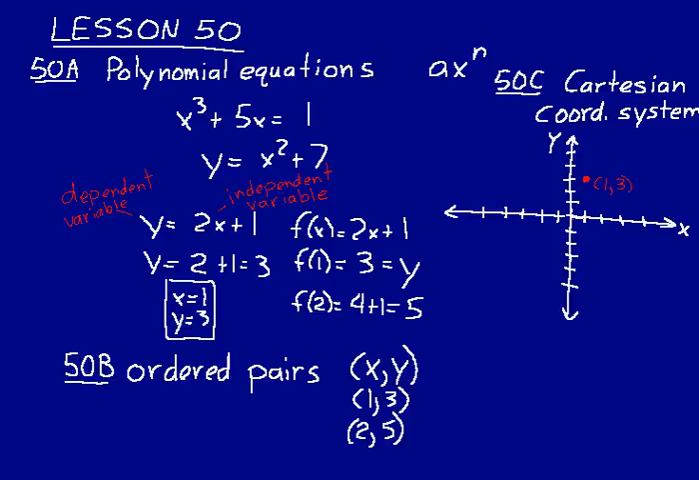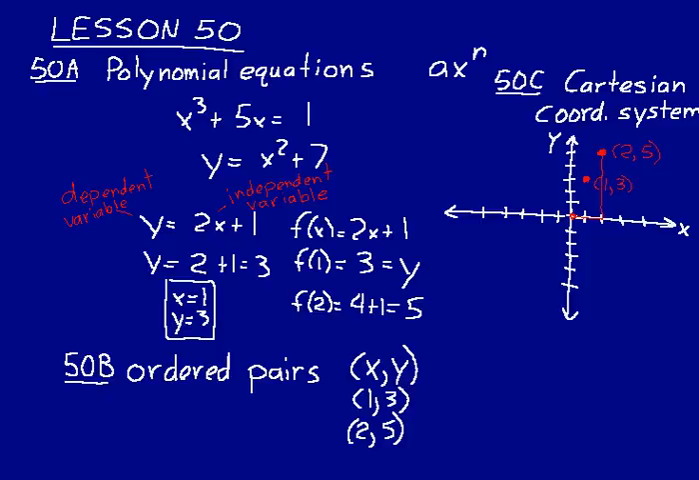We could also do 2, 5. We just start at the origin again, go to the right 1, 2, and then up 1, 2, 3, 4, 5. And it would be right here. And so that represents 2, 5.